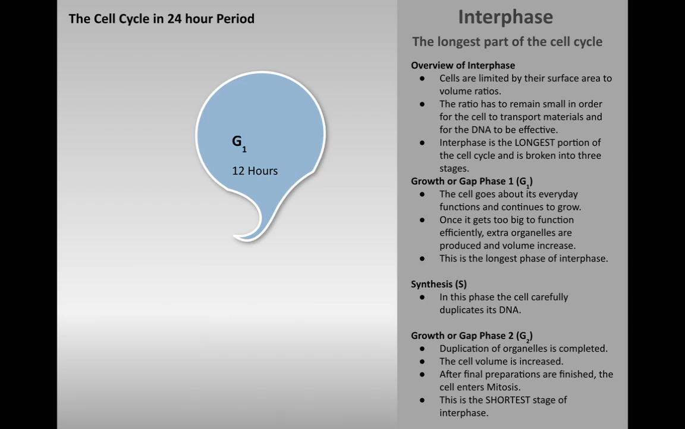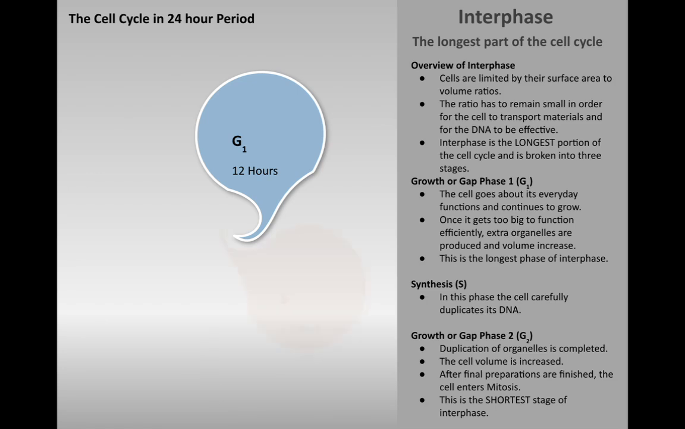So the first phase is going to be G1. And if the cell cycle were in a 24-hour period, the cell would spend 12 hours in the G1 phase. The cell goes about its everyday functions. It continues to grow. Once it starts to get too big, though, to function efficiently, extra organelles begin to be produced and the volume starts to purposefully increase. So again, this is the longest phase.